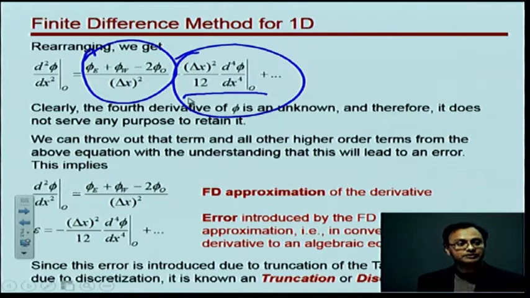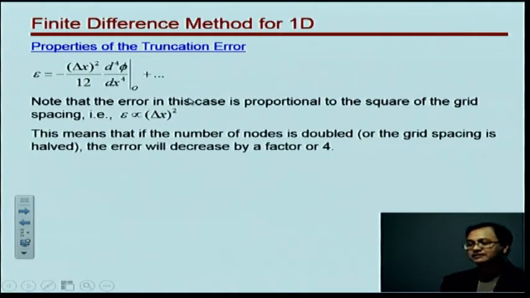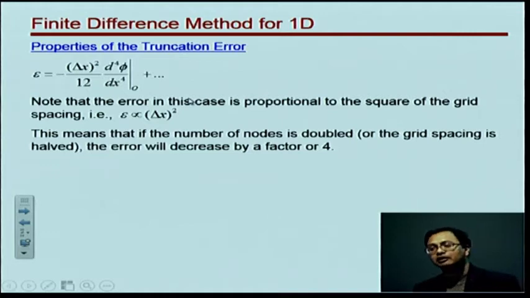So what are some of the properties of the truncation error? One of the things to note is that it is proportional to delta x squared. See right here, epsilon is proportional to delta x squared. What does that mean? That means if I double the number of nodes, my error will go down by a factor of 4, not by a factor of 2. If I make my mesh 10 times finer, my error will go down 100 times. What it also means is that if I make delta x really, really small, my error will vanish completely.